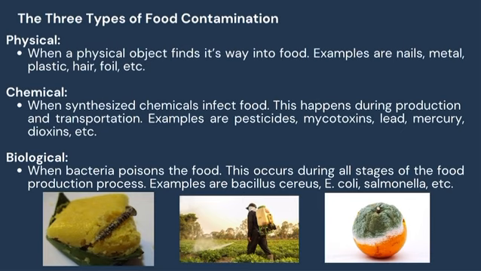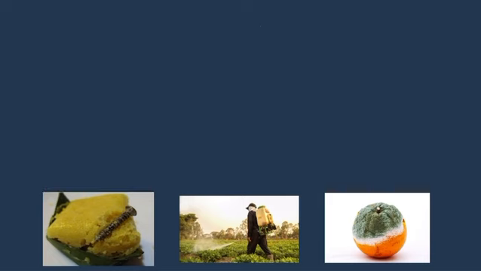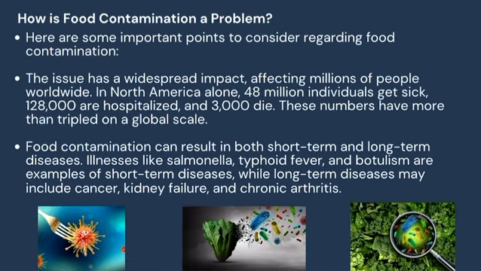Number 3, biological contamination. Biological contamination is when bacteria poisons the food. This occurs during all stages of the food production process. Examples are Bacillus cereus, E. coli, Salmonella, etc. Here are some important points to consider regarding food contamination.